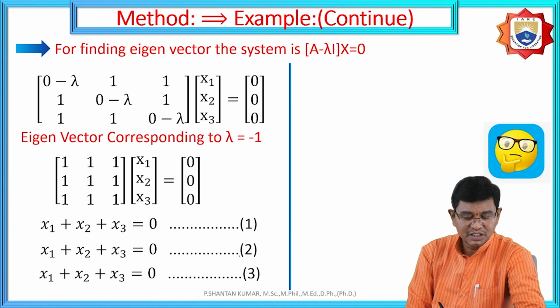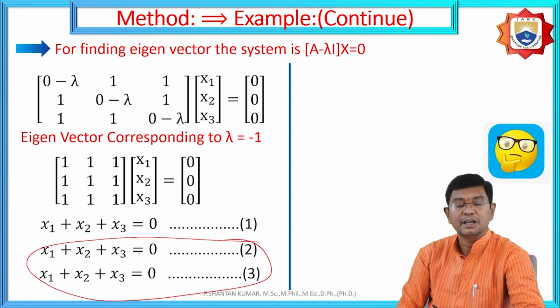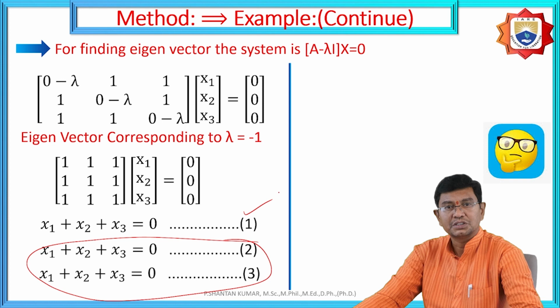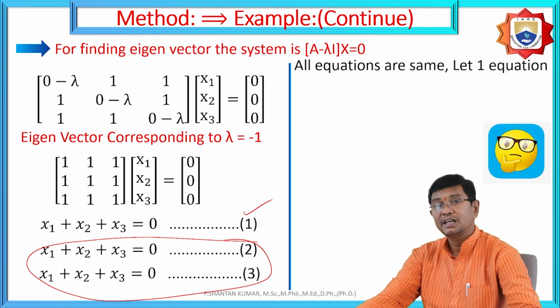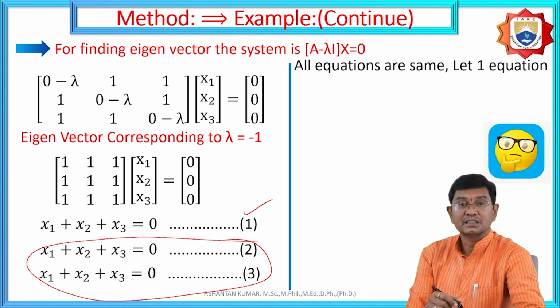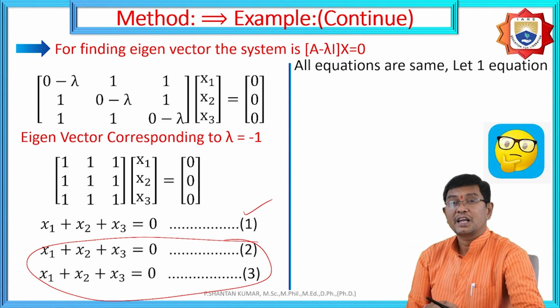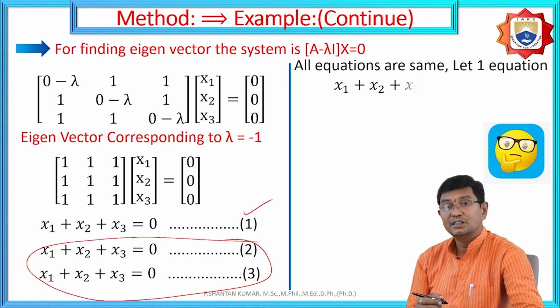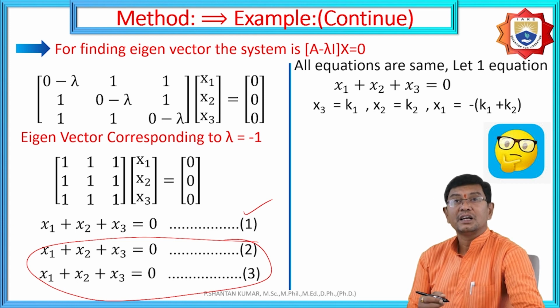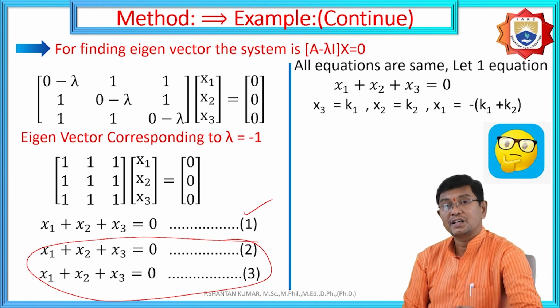Here, while observing, the three equations are the same, so we need to consider any one equation. By taking the one equation, here n minus r, where n is 3 and r is the rank, which is 1. When we are finding the eigenvectors, we need to remember n minus r, which is 3 minus 1, that is 2. Therefore, based upon the 2, we need to assume two arbitrary constants while finding the eigenvectors.